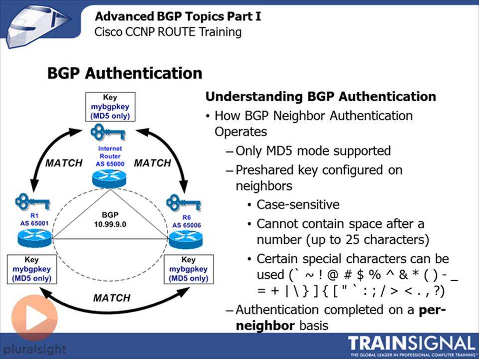So in our diagram to the left, for example, R1 has to have 2 peering sessions and 2 password statements required to be able to have authentication between itself and the internet router and between router 1 and router 6, and it's the same conversely. So keep in mind it's on a per neighbor basis.